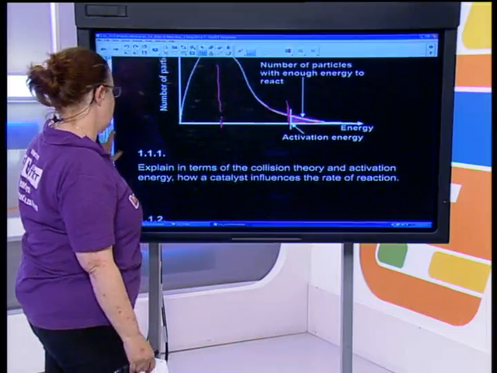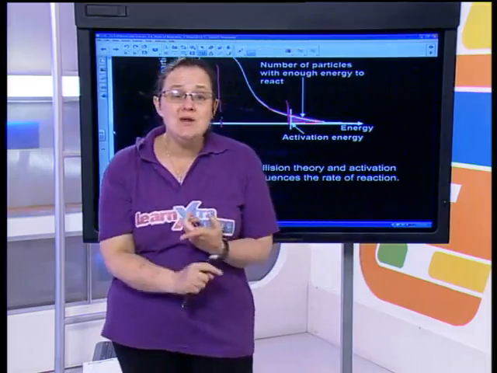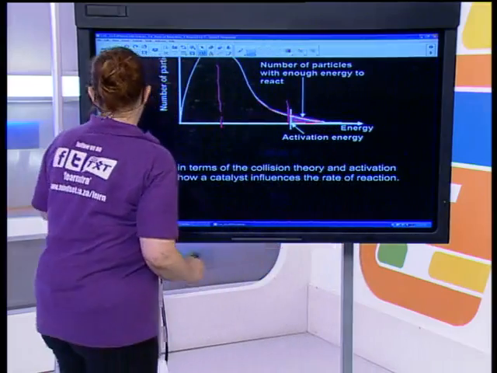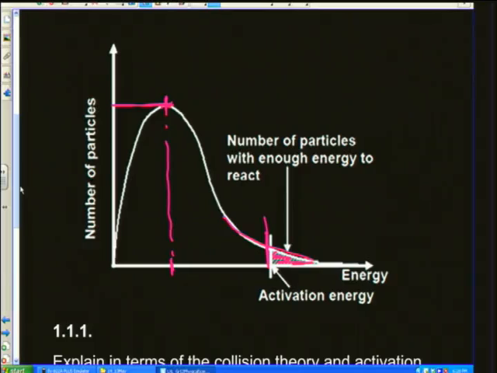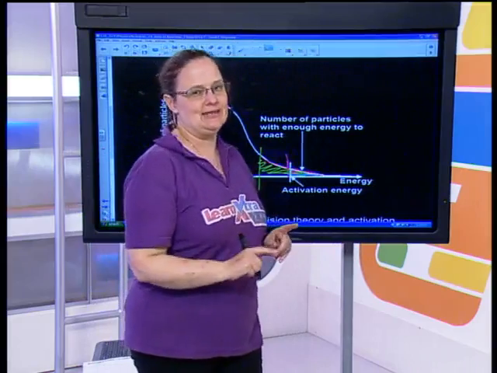So the first thing they say to you, explain in terms of the collision theory and activation energy how a catalyst influences the rate of the reaction. Well, I just said that to you. A catalyst lowers the activation energy, okay? So if we now look at the graph, and let's take away, I'll do another color. What that means is if I have to draw in where the new activation energy is and say it's over here, and this area under the graph has now got bigger, that means there are more particles with sufficient energy for the reaction to take place.